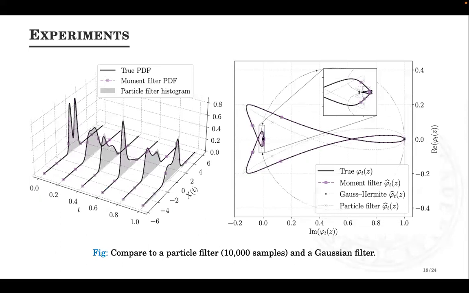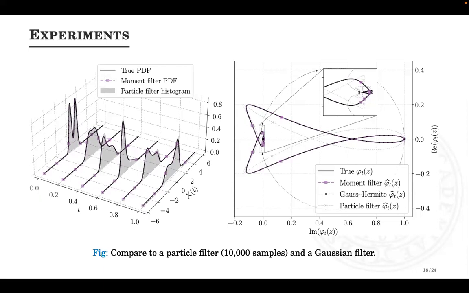And here's a visualization of the results. The black solid line represents the true density functions, and the purple line, which you cannot see because it's completely overlapping with the true solutions, represents the estimated probability function by the moment filter. And the gray area represents the histogram of the particle filter.